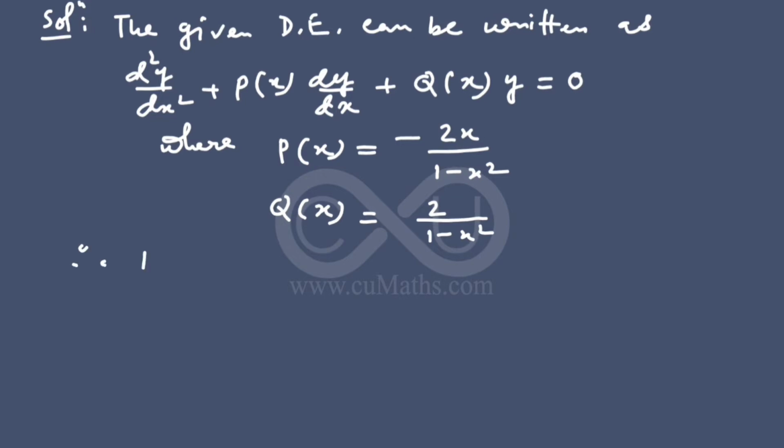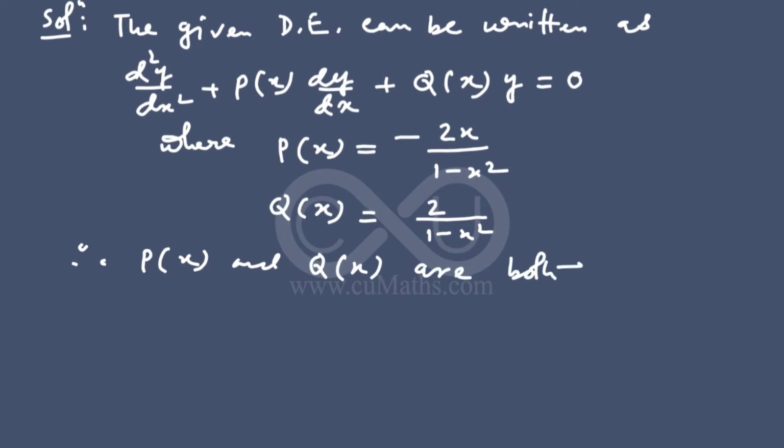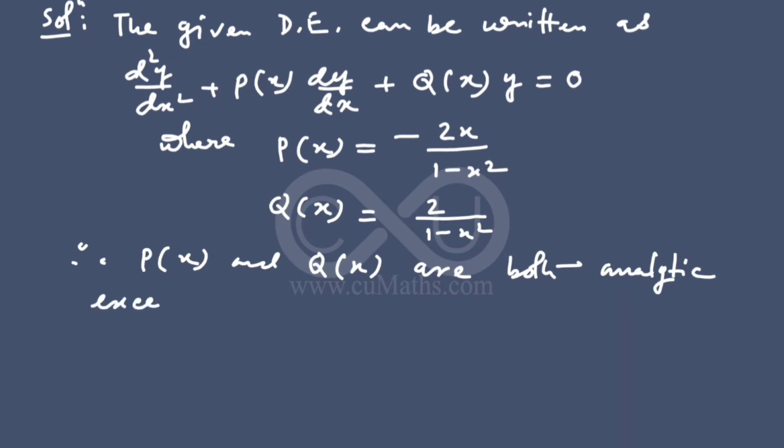So, p of x and q of x are both analytic except x equal to plus minus 1. Because if x equal to plus minus 1, then p of x and q of x both are undefined, so they are analytic except x equal to plus minus 1.